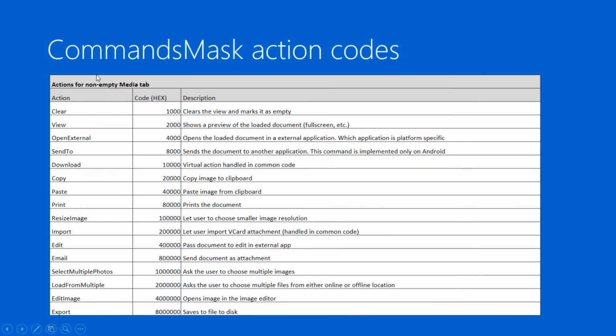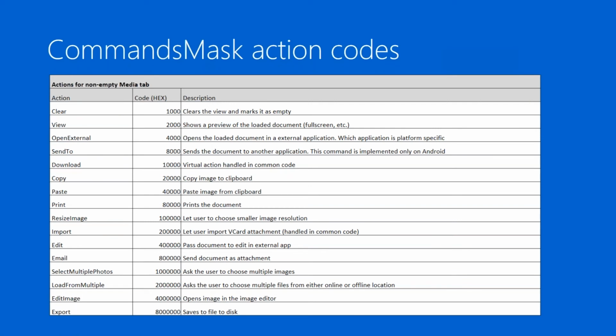In the next table, you can see the actions that might be available for a non-empty media tab. So in this case, the media tab contains some content, either picture or video or signature. So you can select the hexadecimal code, for example, for resizing the image or editing the image, etc. In the third column, you can see some short description of each action.